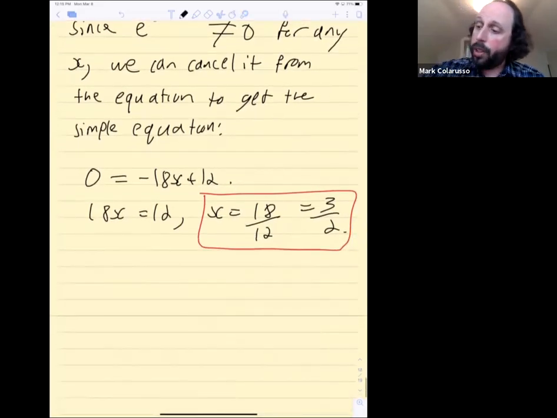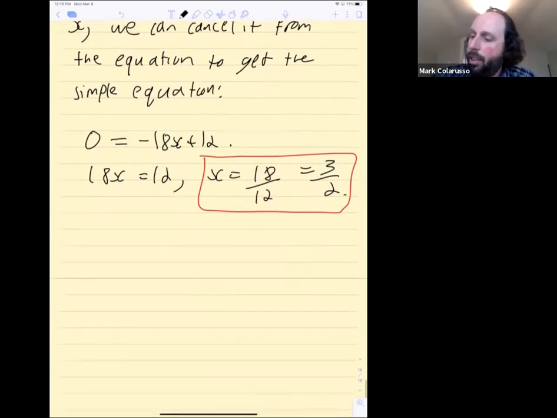Okay, so now we need to check. We're not done yet, right? Because the question asks, is this point a relative maximum or relative minimum? We got to use the second derivative test now to check that. So now we need to use the second derivative test.